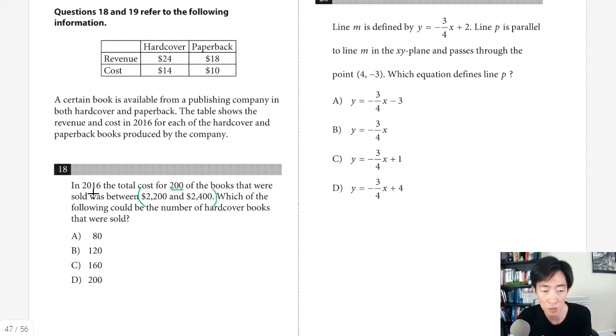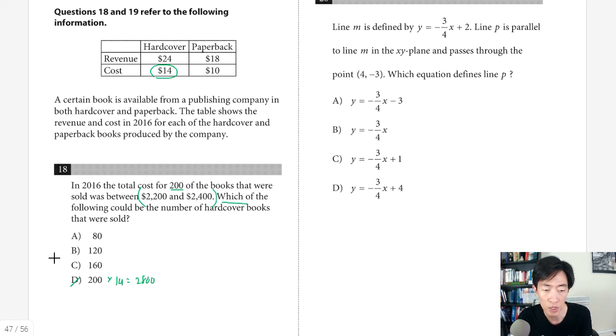So the easiest way to do this problem is going to be just working backwards from the answer. That's always a possibility when you see the phrase which of the following in the problem. Just on a very quick glance, if I know the cost of the hardcover books is $14, I automatically know that 200 is going to be too large because 200 times 14 is going to be 2,800, which basically exceeds the range that they're saying was the cost. So choice D is going to be out.